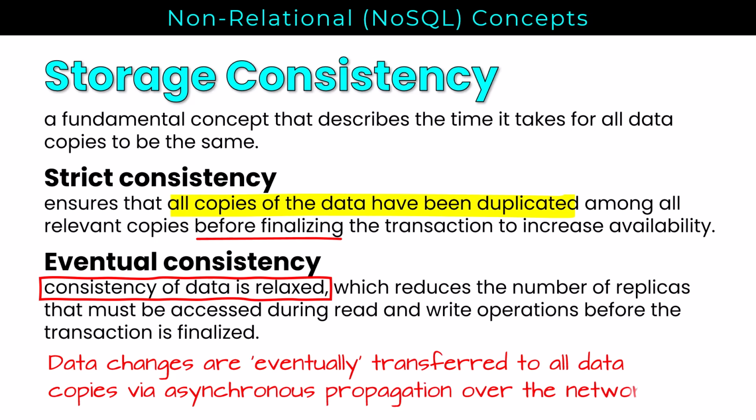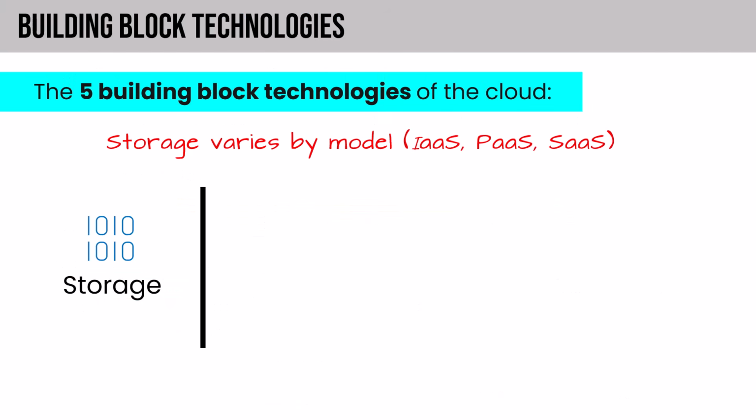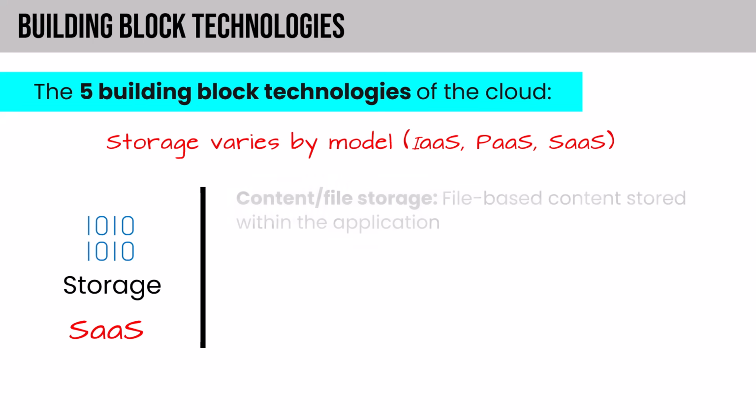Data changes in this case are eventually transferred to all data copies via asynchronous propagation over the network. And depending on the NoSQL flavor you're working with, some cloud services will offer you degrees of consistency. So you'll have options somewhere between strict and eventual to set the level of consistency that works in your application's model. So let's talk about storage in the software as a service or SaaS context.